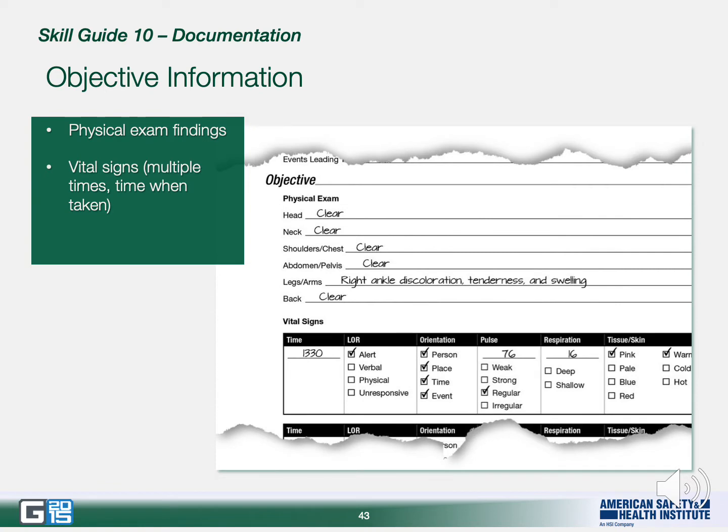Objective information. So physical exam findings. This is what you found. So maybe not only did you find that he twisted his ankle, but he sprained his wrist as well. You might mark the head as clear, the neck is clear, shoulders clear. So it goes down the list. It also could help you to remember what you need to do. And then it's also going to be the vital signs. So these are the things that you are observing.